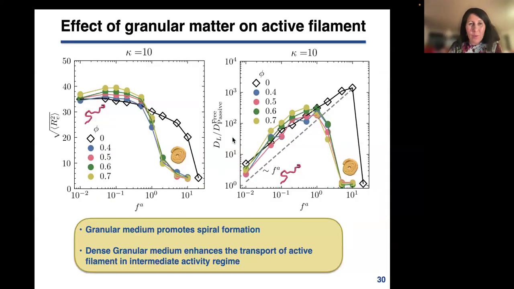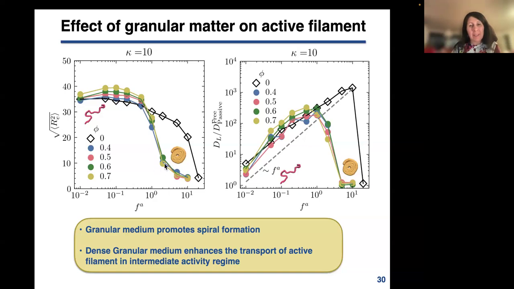And I just quickly show what's the effect of granular matter on the conformation and dynamics of active filaments. So we have looked at intermediate flexibility, like kappa 10, which is similar to the value we use for the worms in the experiments with fixed obstacles. What we find is that if you have a low activity level, the mean end-to-end distance, for a range of packing fractions between 0.4 and 0.7, is increasing. So the polymer gets a bit more extended because of this confinement of the grains. Even though it displaces them, it creates a channel and it stays in this channel somehow.